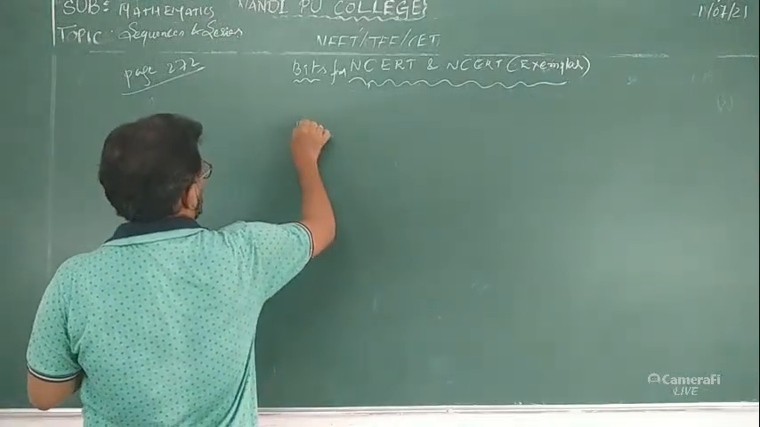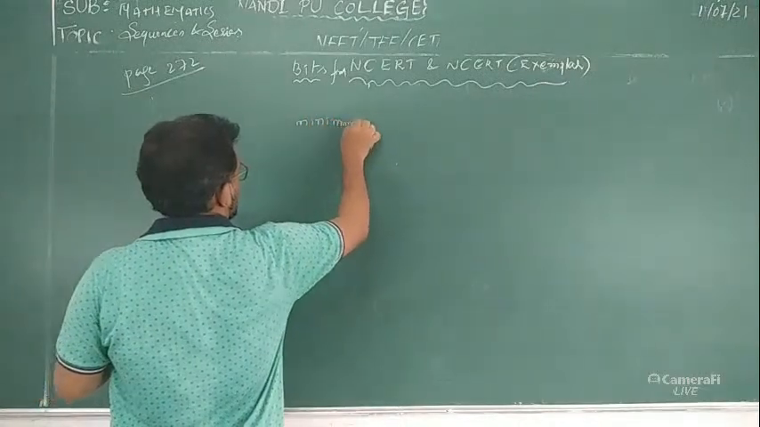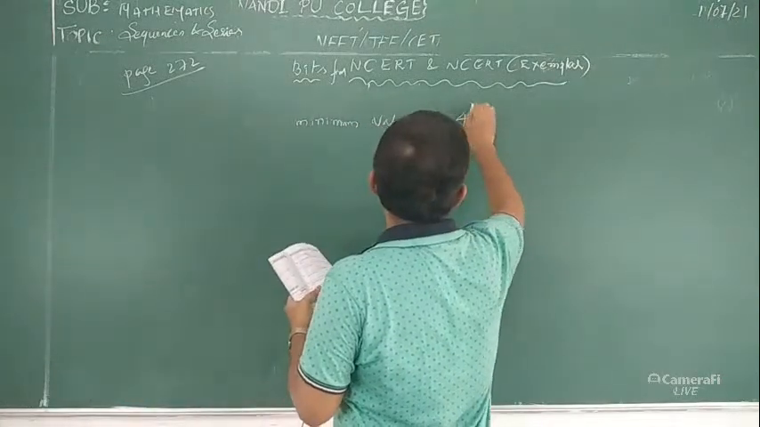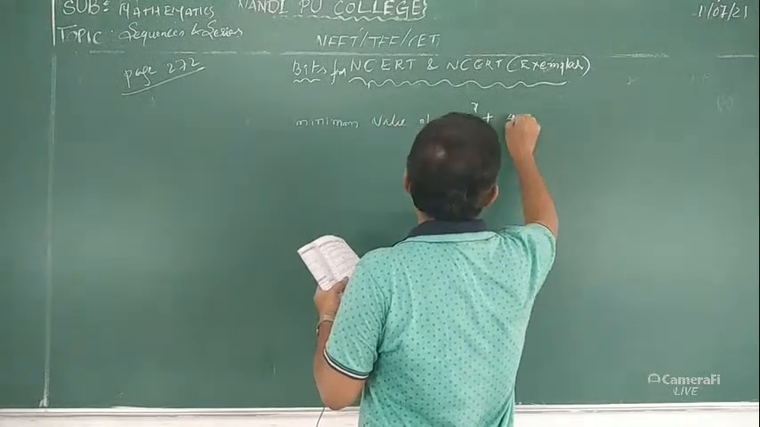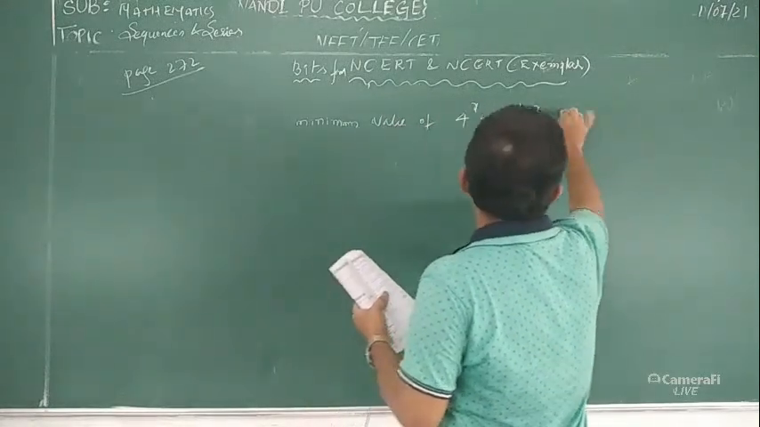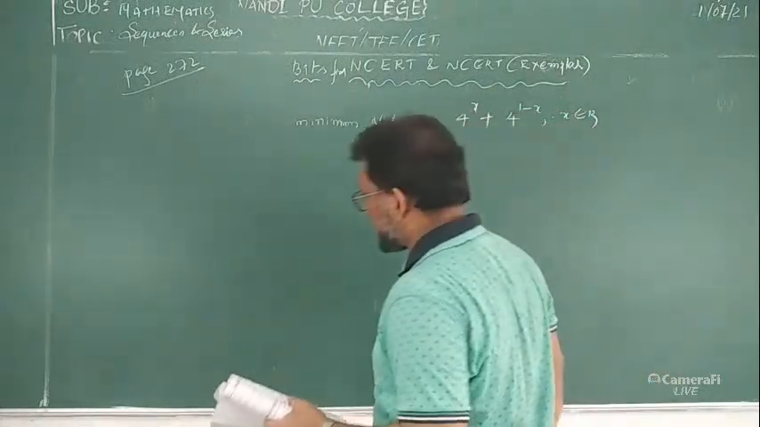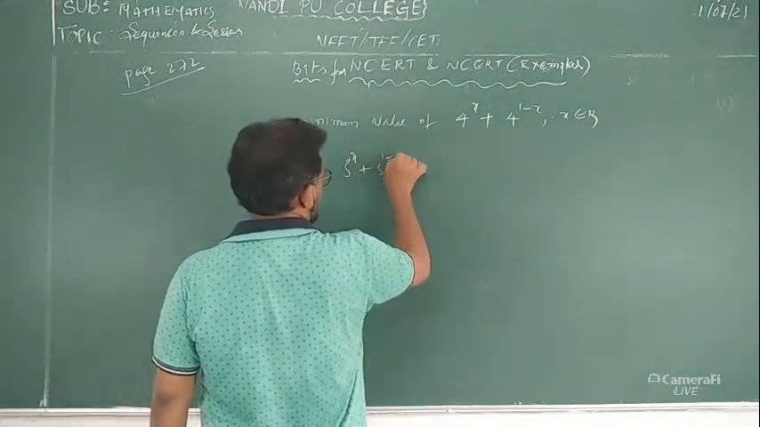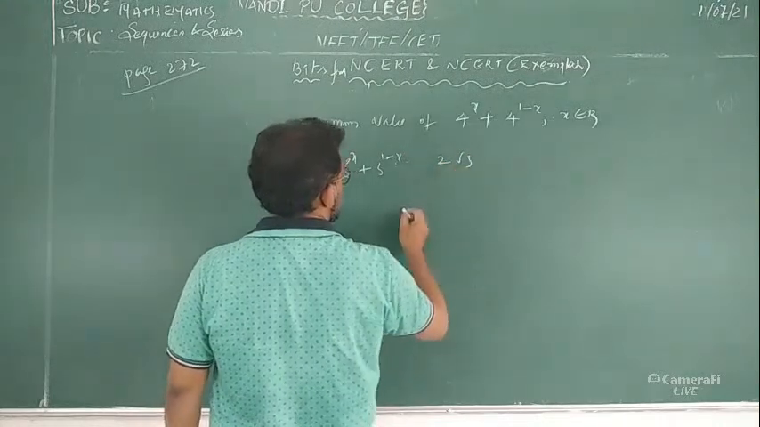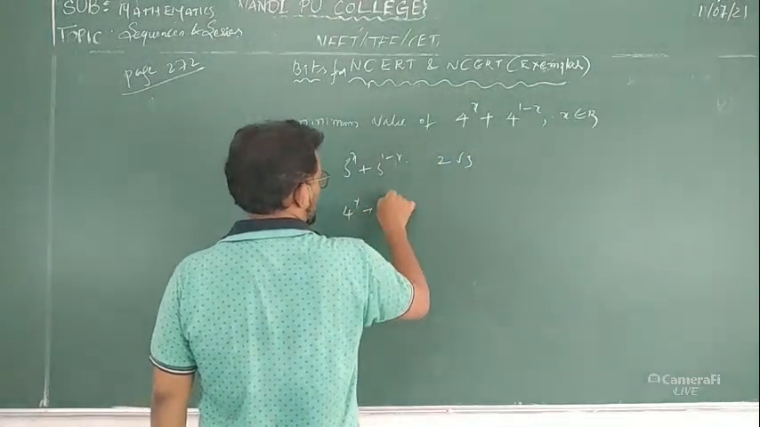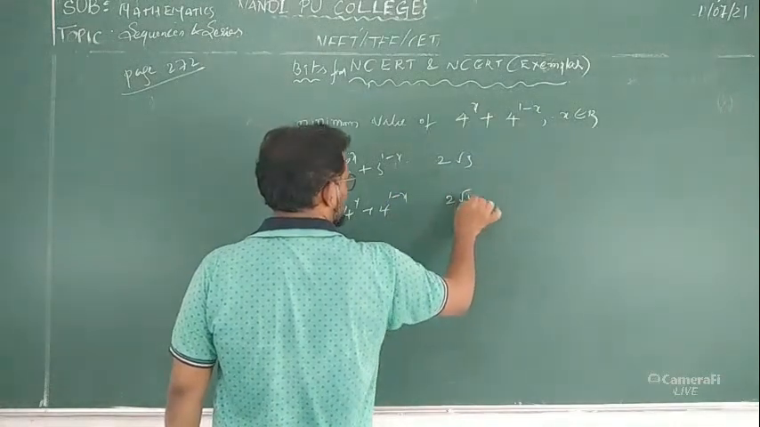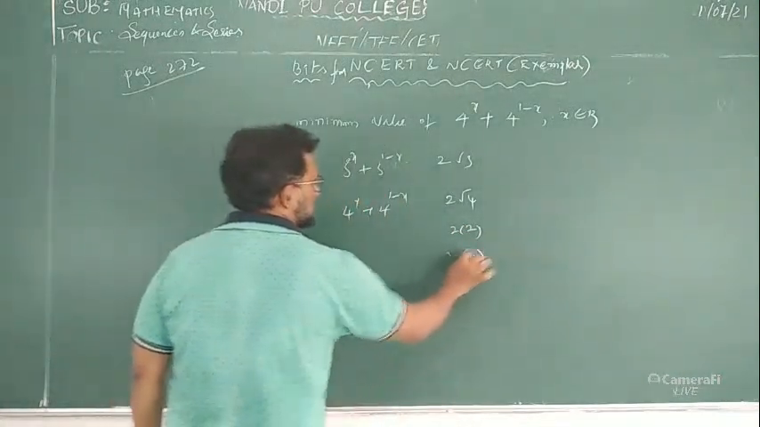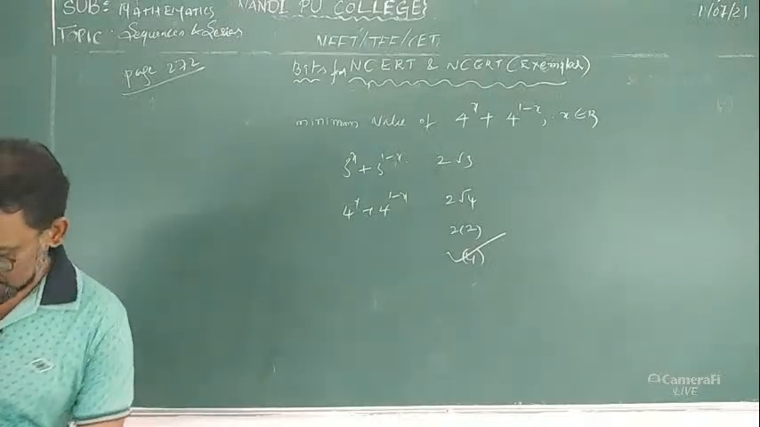Same, minimum value of 4 power x plus 4 power 1 minus x, same thing. So earlier one, 3 power x plus 3 power 1 minus x, the minimum value is 2 root 3. 4 power x plus 4 power 1 minus x, the minimum value is 2 root 4, that is 2 into 2, that is 4 is the answer.